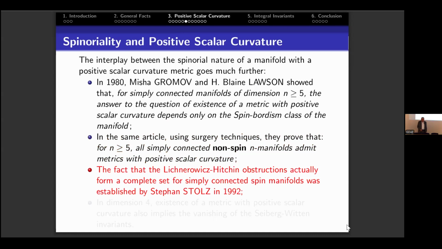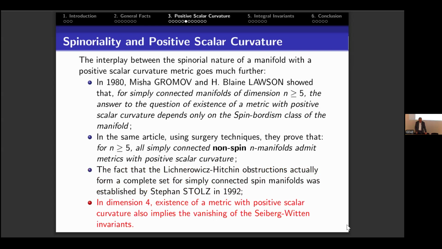And actually, I mentioned Stolz already for his recent article, but one thing that he showed, in 1992, is that the Lichnerowicz-Hitchin obstructions form a complete set for simply connected spin manifolds. So it means that these differentiable invariants introduced by Lichnerowicz and Hitchin really tell you the whole story concerning the existence of metrics with positive scalar curvature.